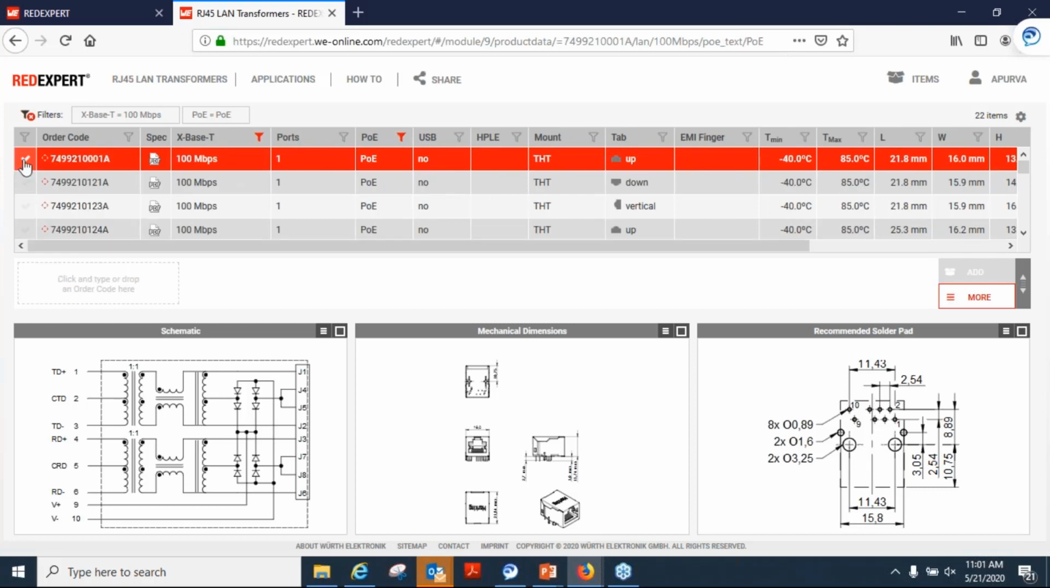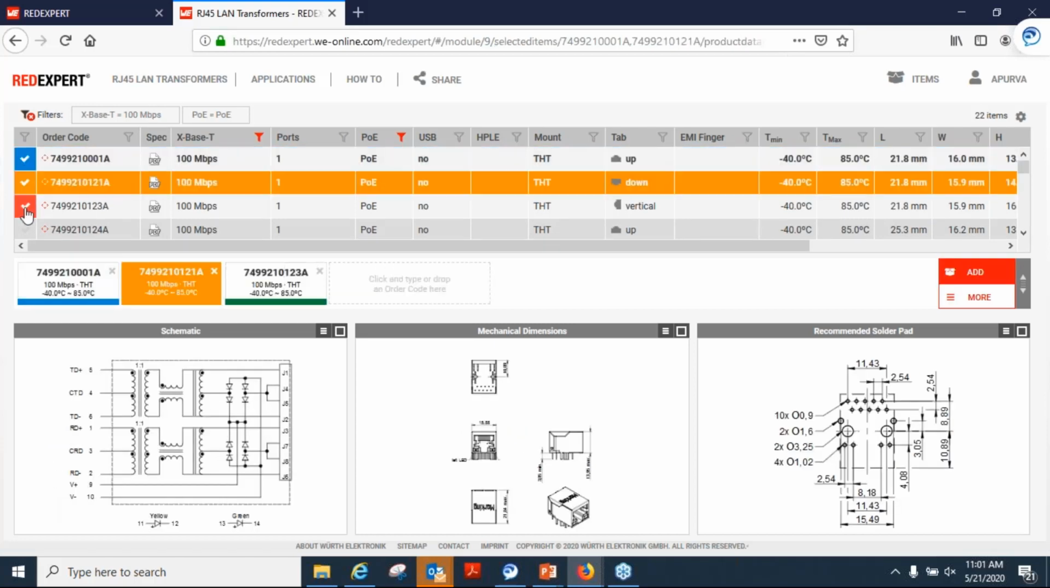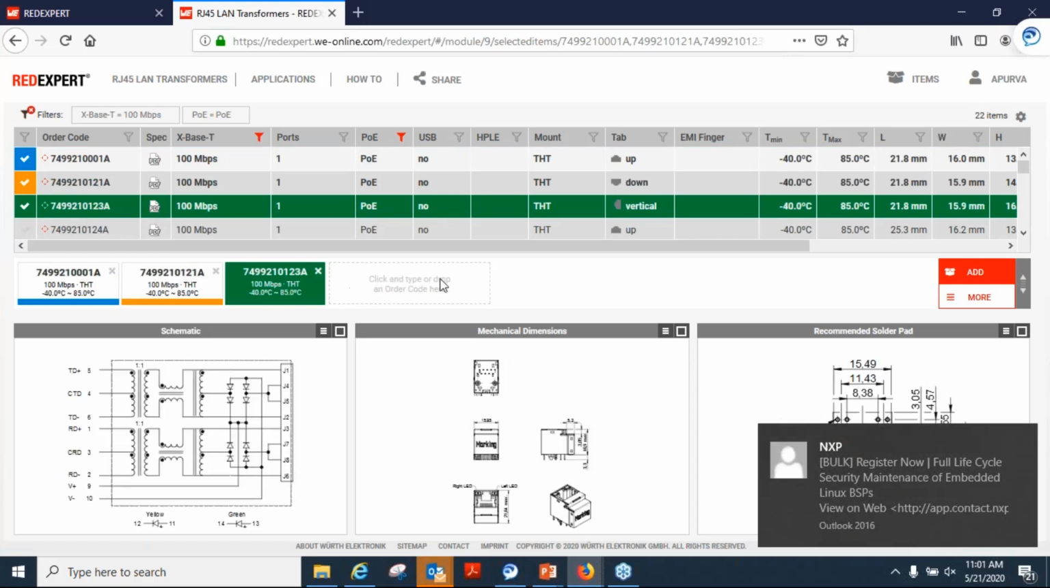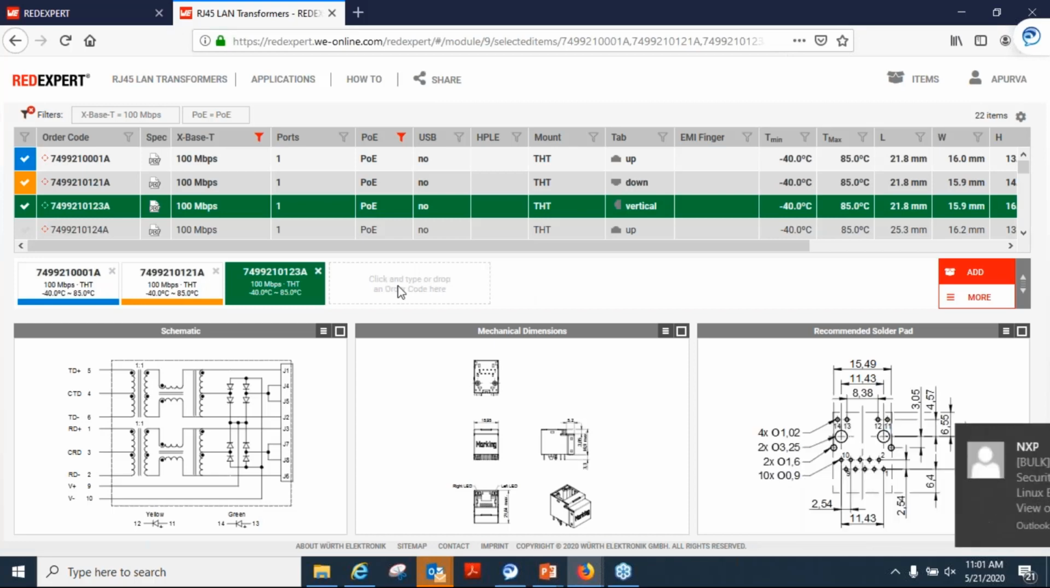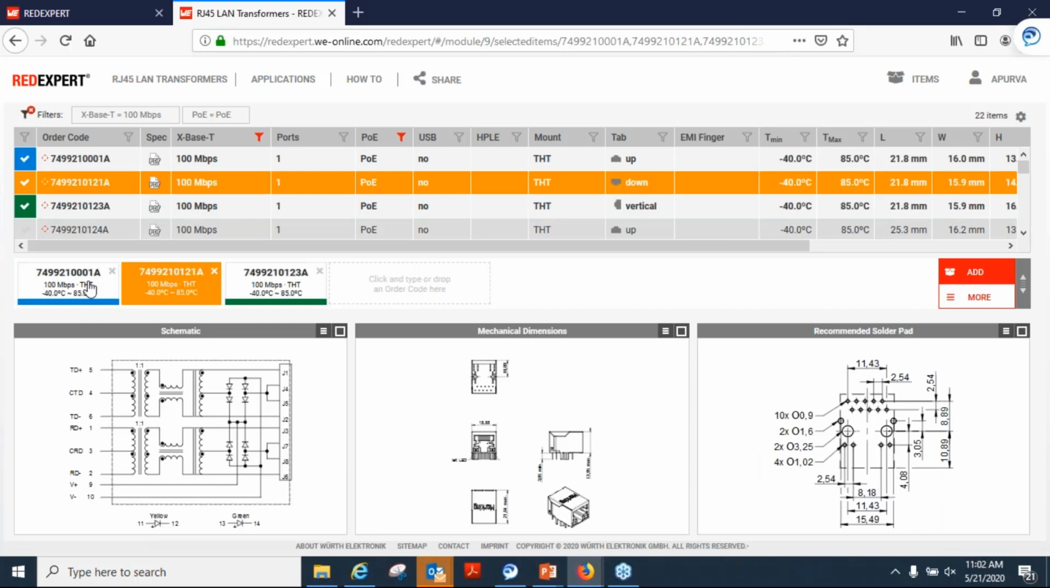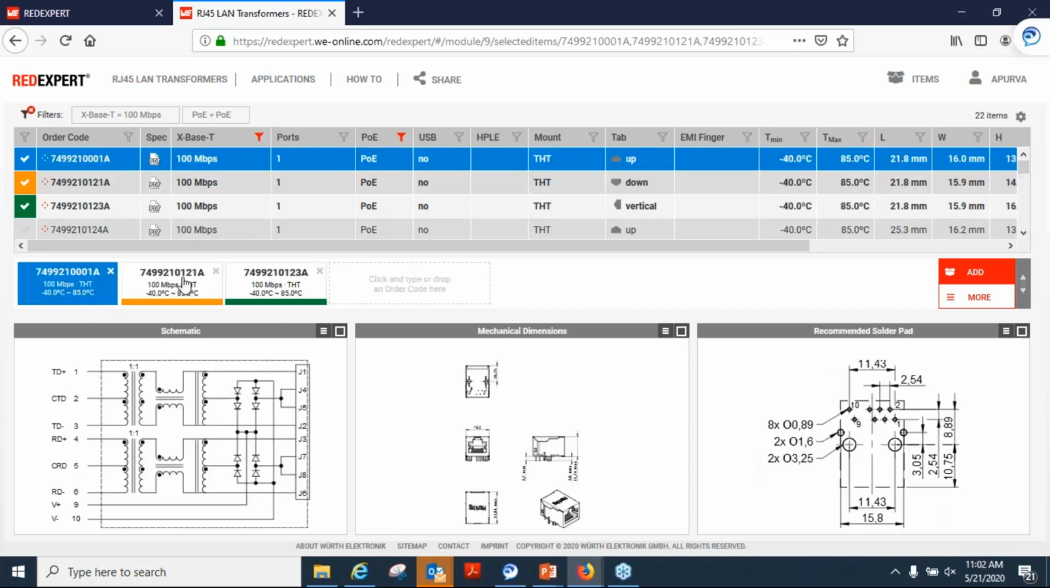After we have a certain number of parts which we want to compare, we can just select any number of parts and it will get added to the tab here. So there is no limit of numbers that you can add. You can add endless numbers and compare them based on schematic, mechanical dimensions, or the solder pad details, and just keep switching in between and you'll see data for each and every part.